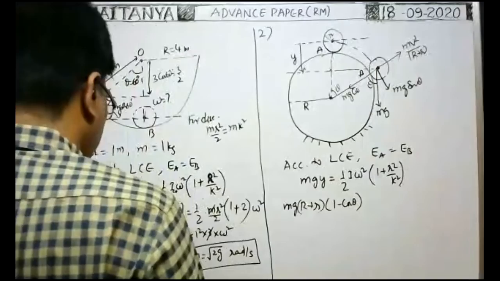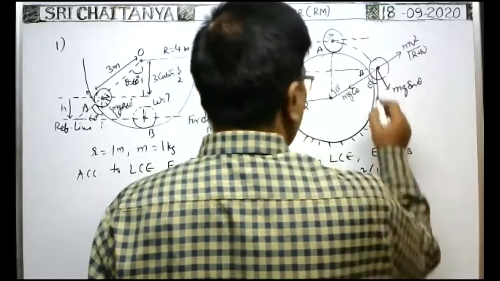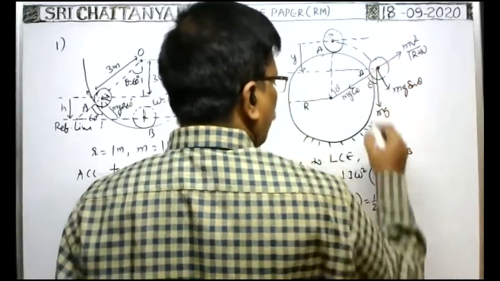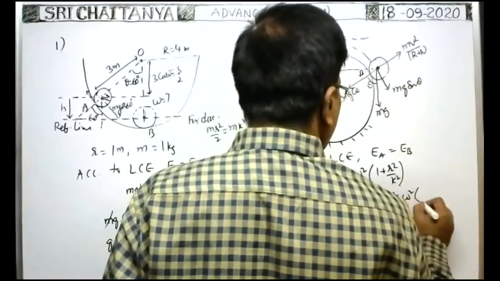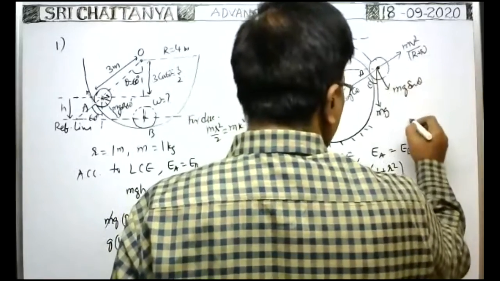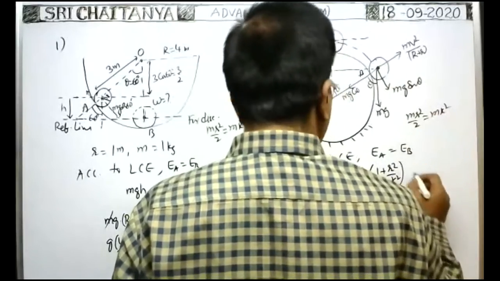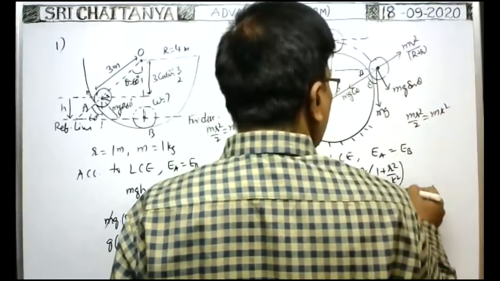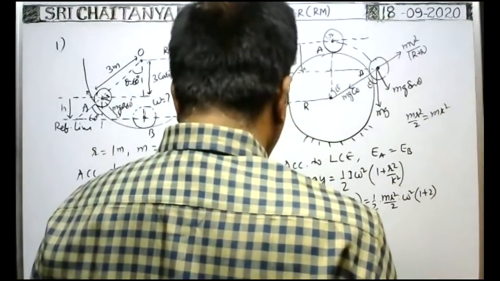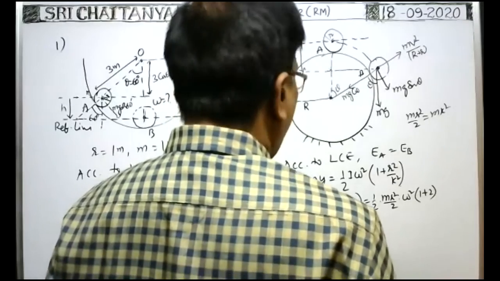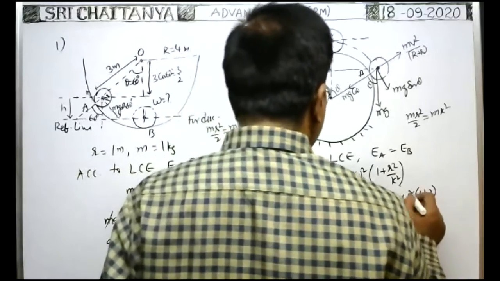This is equal to half into the moment of inertia. About the center of mass of the cylinder, the moment of inertia is mr square by 2, into angular velocity omega square into 1 plus r square by k square. The moment of inertia mr square by 2 is equal to mk square, then r square by k square is equal to 2. So you substitute that and simplify, then you will get the angular velocity omega. Here m cancels. This is equation 1.